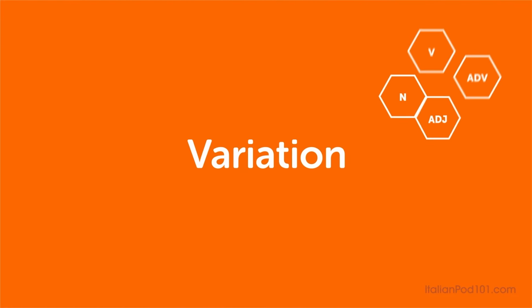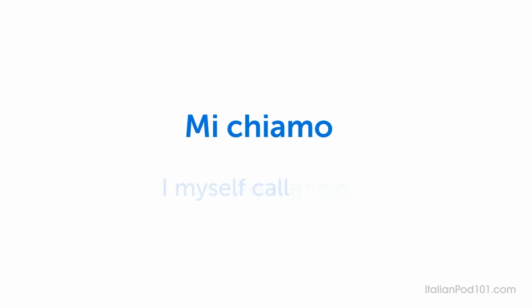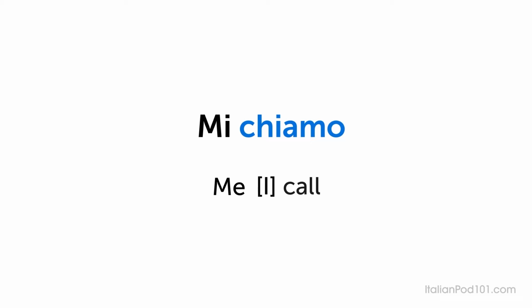Did you notice how the last speaker uses a different pattern? She says, mi chiamo Rosa Romano. My name is Rosa Romano. This pattern uses the phrase mi chiamo, which literally means, I myself call, but translates as, my name is. First is mi, meaning me. After this is chiamo, meaning I call.